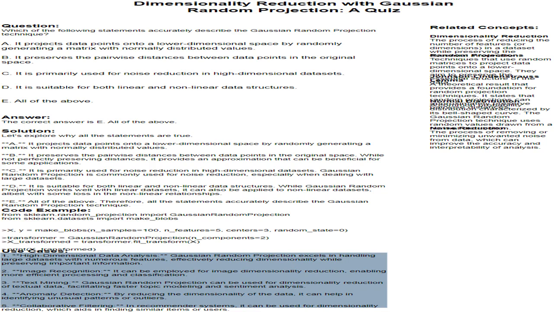Johnson-Lindenstrauss lemma: a theoretical result that provides a foundation for random projection techniques. It states that random projections can approximately preserve pairwise distances. The Johnson-Lindenstrauss lemma is a fundamental theorem that supports the use of random projections for dimensionality reduction.